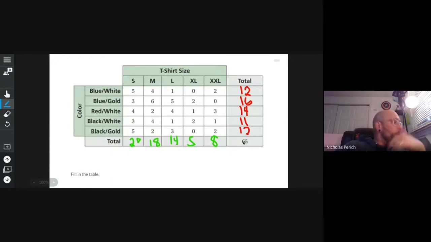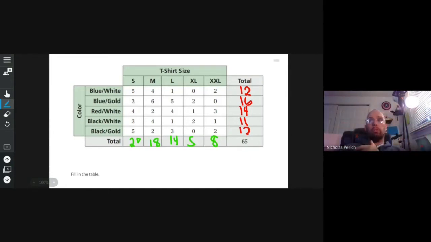So if I'm on the phone with this t-shirt company and they're like, just to double check, how many extra larges are there? 5. How many larges are there? 14. Of the small ones, how many were blue and gold? 3 blue and golds were small.